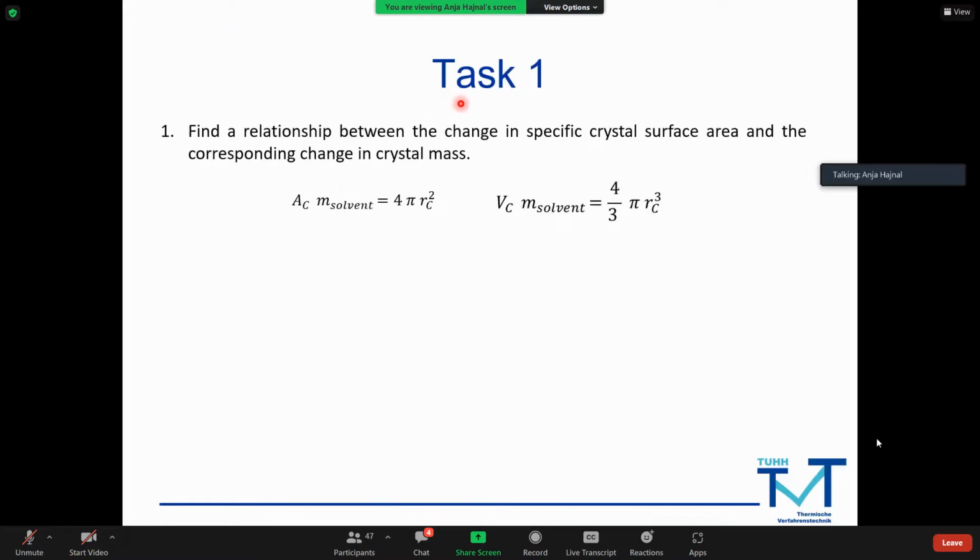All right. Did you guys manage to get a relationship between the specific crystal area and the mass of the crystals? Maybe I give you 2 more minutes and maybe a small hint. The mass of crystals is also related to the crystal volume through the density. It might help.